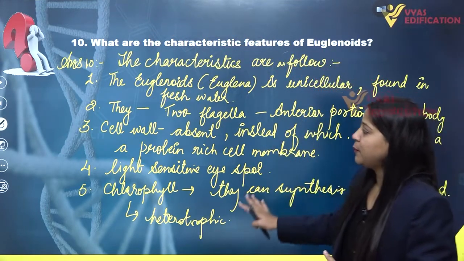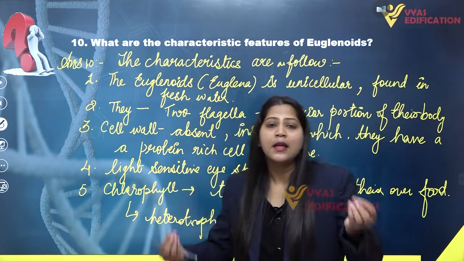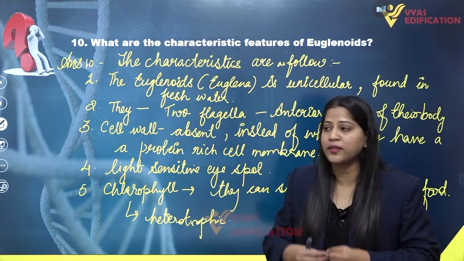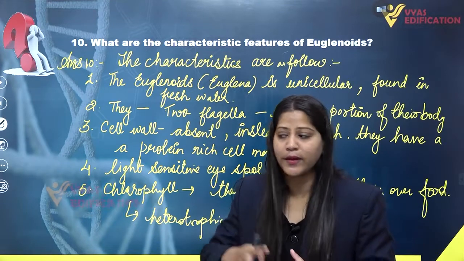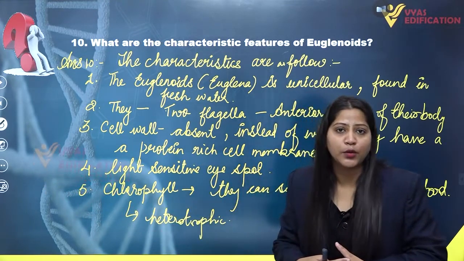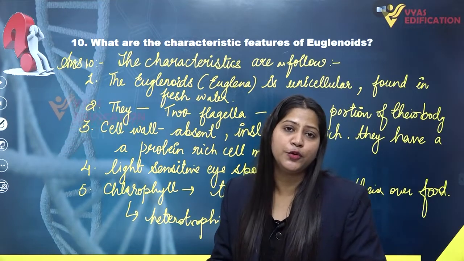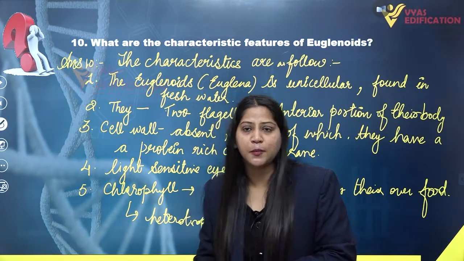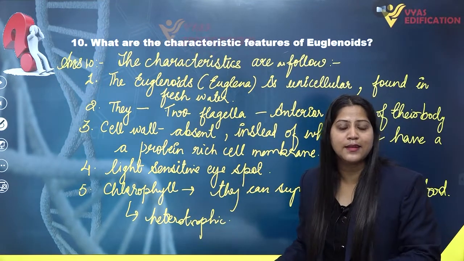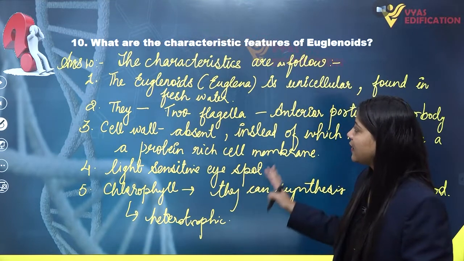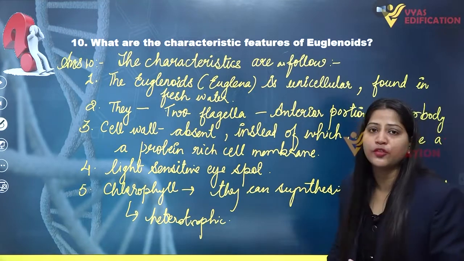Because of the presence of features similar to both animals and plants, it is difficult for scientists to classify them into a particular category. That is why they are put into the kingdom Protista and considered the connecting link between plants and animals. So these are the characteristic features of euglenoids, and we have completed the solution of question number 10.